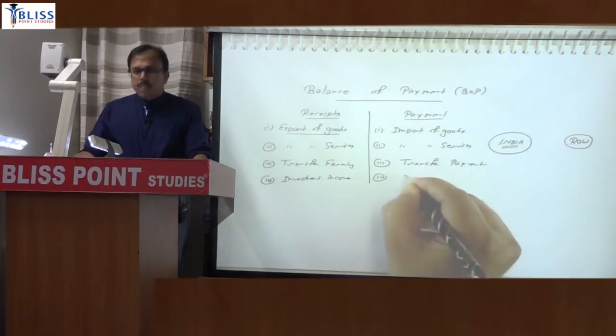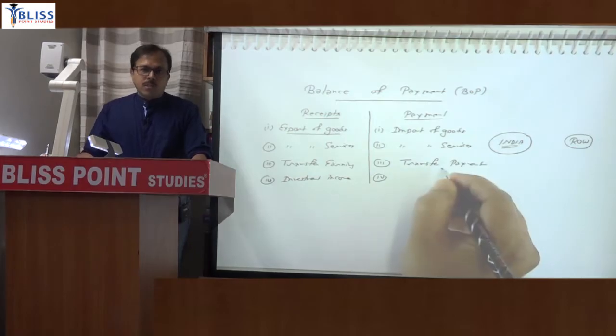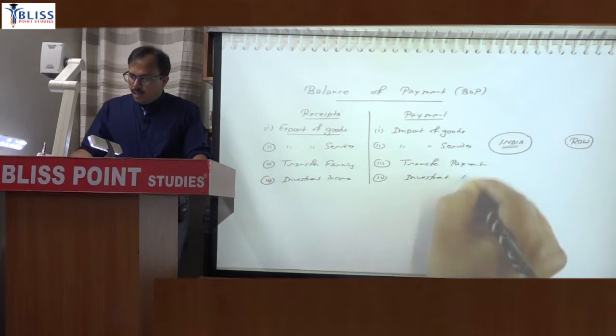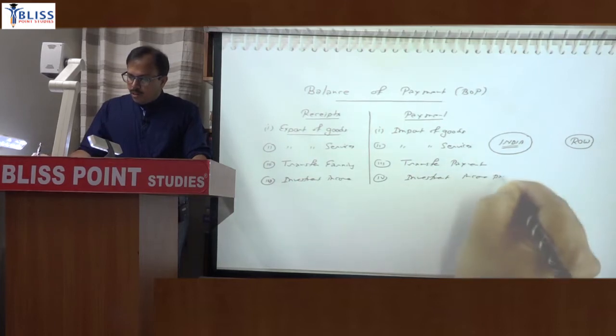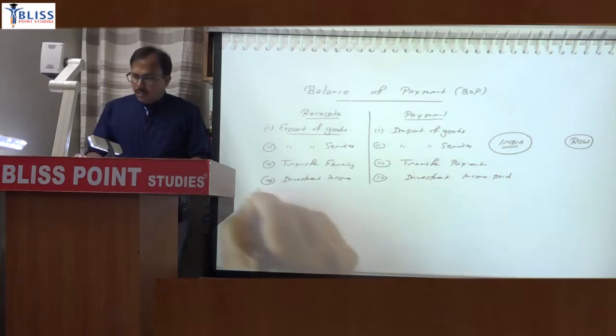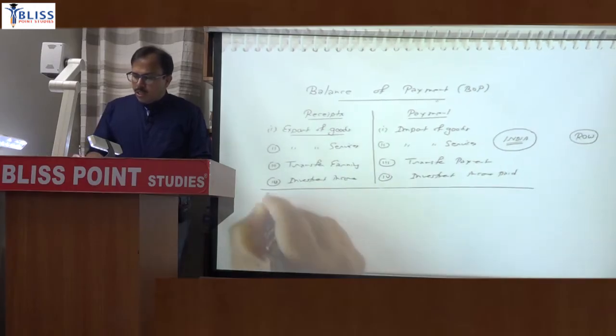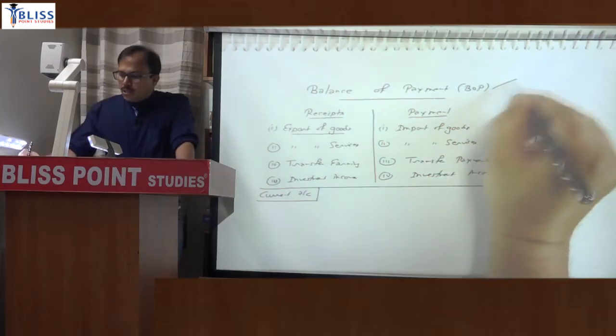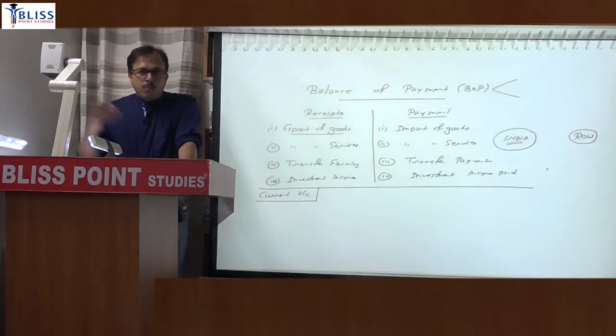Similarly, there can be investment income paid to the rest of the world. The amount of investment itself will be recorded in the capital account. These four basically constitute the current account. This is your current account of the balance of payment. That means the balance of payment has two broad accounts. One is the current account, the other is the capital account, and the sum of both accounts will be your balance of payment.